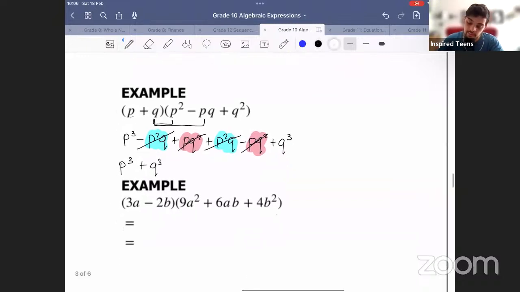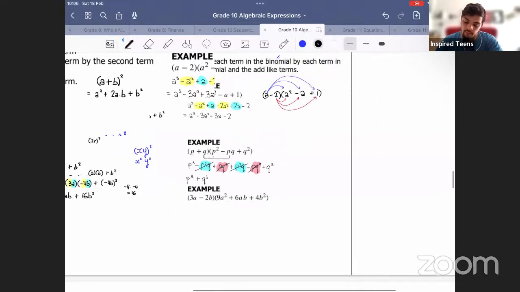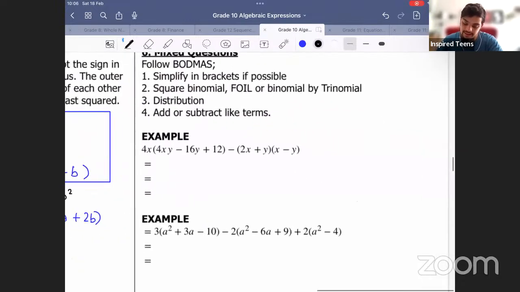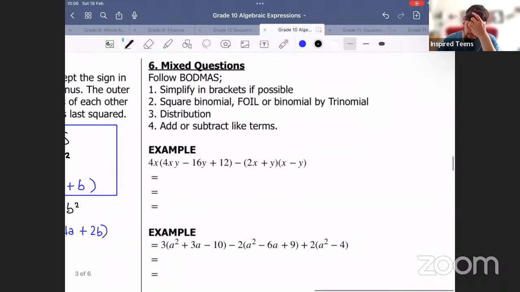Okay, cool. In the last example, you guys can practice on your own. So that's binomial by trinomial. Let's look at some mixed questions. Follow BODMAS: simplify in brackets if possible, square a binomial, FOIL or binomial by trinomial, distribution, then add or subtract items. So this is a combination of everything.